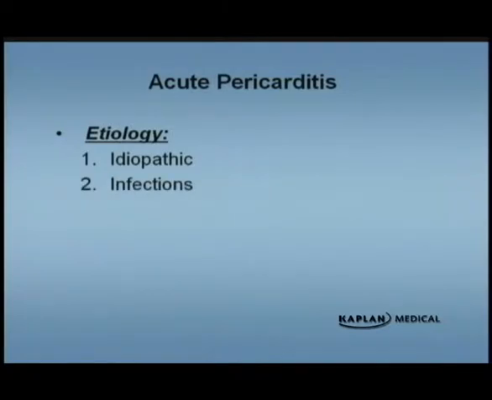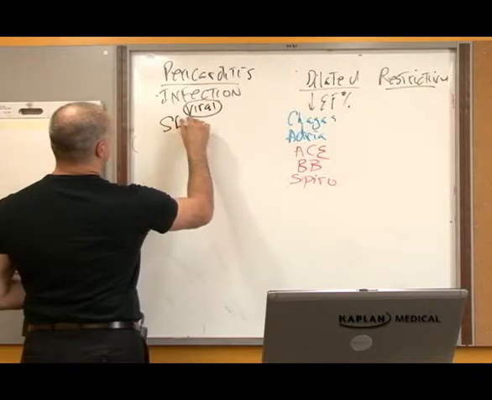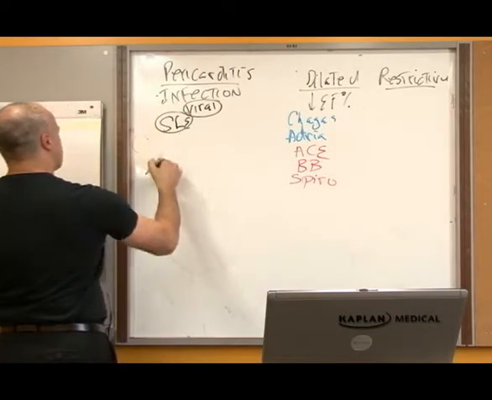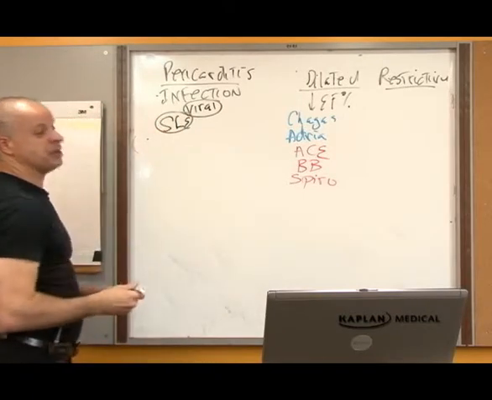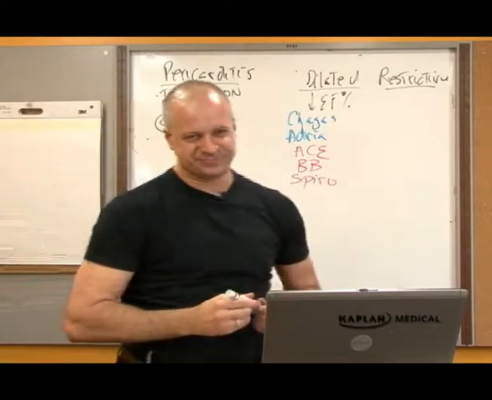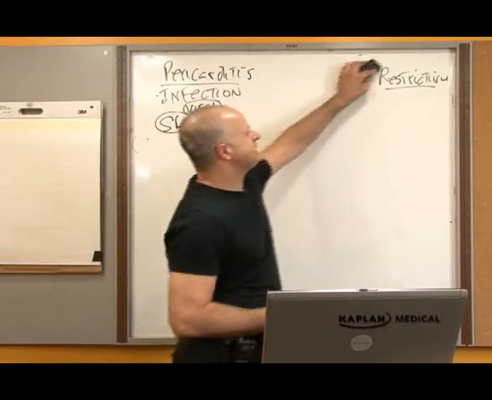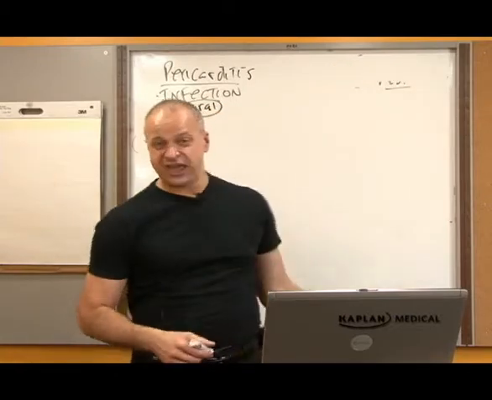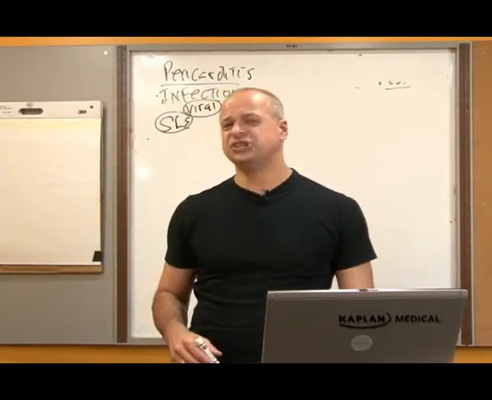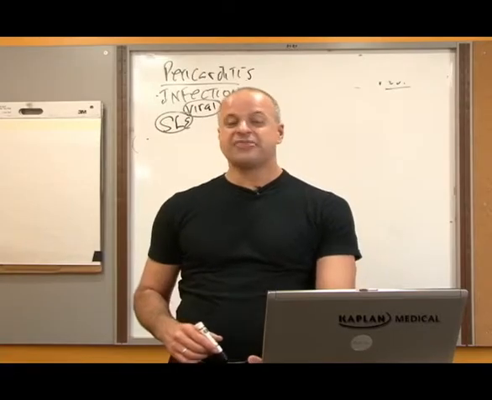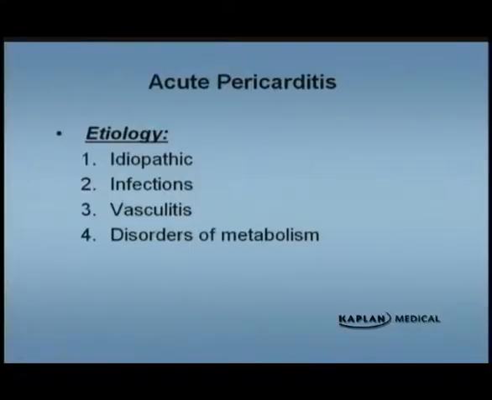What connective tissue disorder? Any connective tissue disorder, but lupus is the most common. What trauma? Any chest wall trauma. So what causes pericarditis? Anything that inflames, infects, irritates, or annoys the pericardium. That means any form of connective tissue disease, any form of cancer or trauma, as long as it affects the heart.